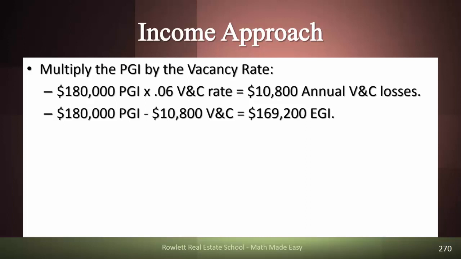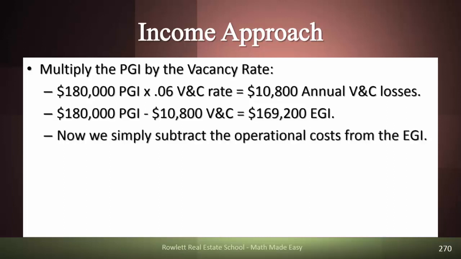Or you could take $180,000 and multiply it by 94%, and it would still come to $169,200, where you subtract the $10,800 away from the potential. Either route's fine. The other one's a bit of a shortcut where there's only one step versus two here, but I like to show you both. So once we take out our vacancy and collection losses, now we know how much money actually came in, $169,200 for our effective.